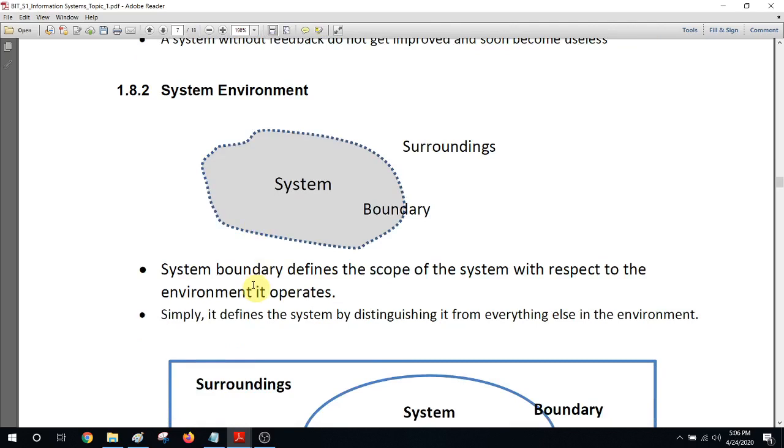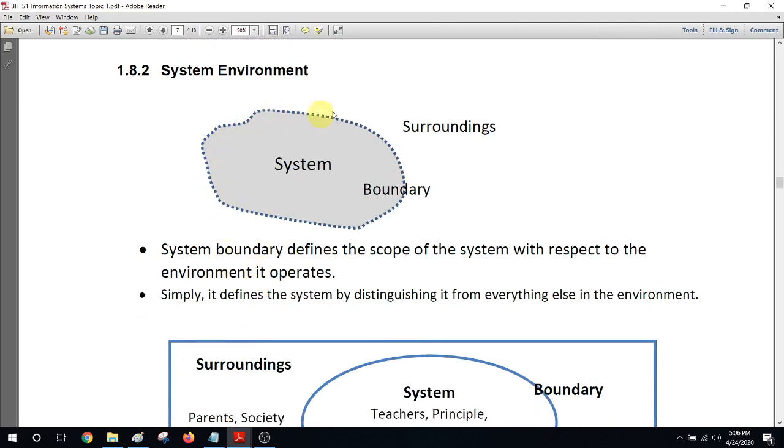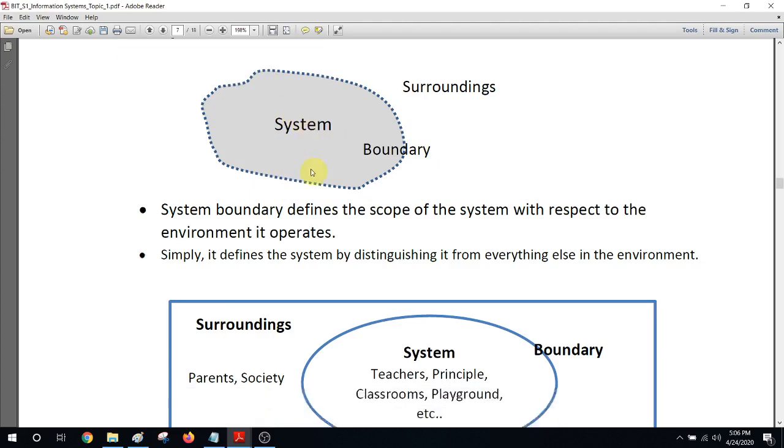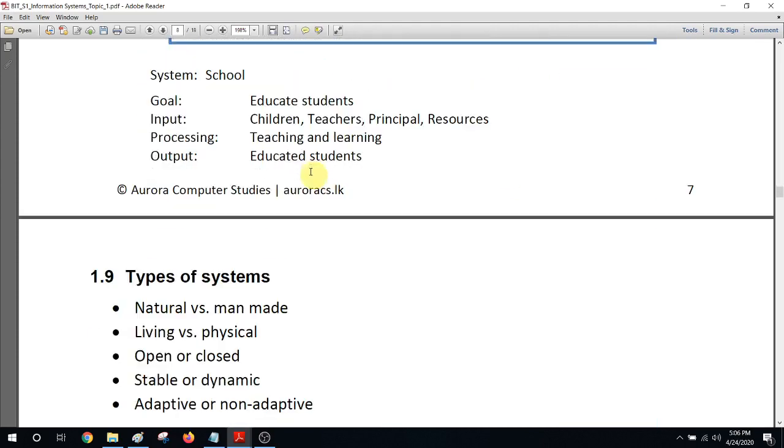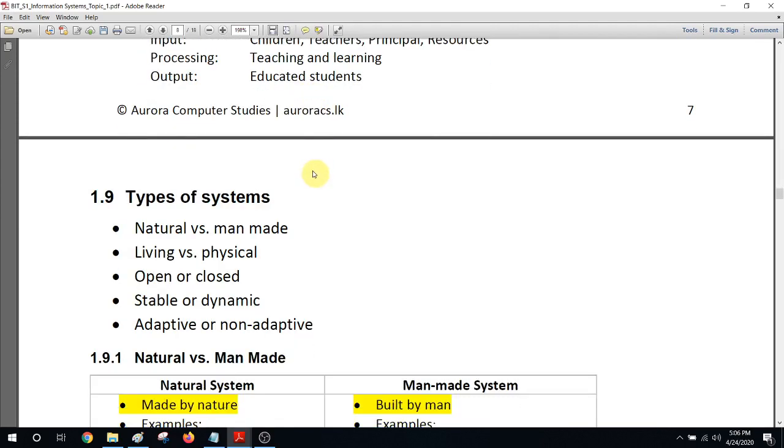Now let's move on to the system environment. You can look at the system as something which is inside the boundary, so we call it system, and things which are outside the boundary we call surrounding, right? That is self-explanatory. Then we can subdivide systems into different categories. Those classifications you have to go through, because most of them are just straightforward.